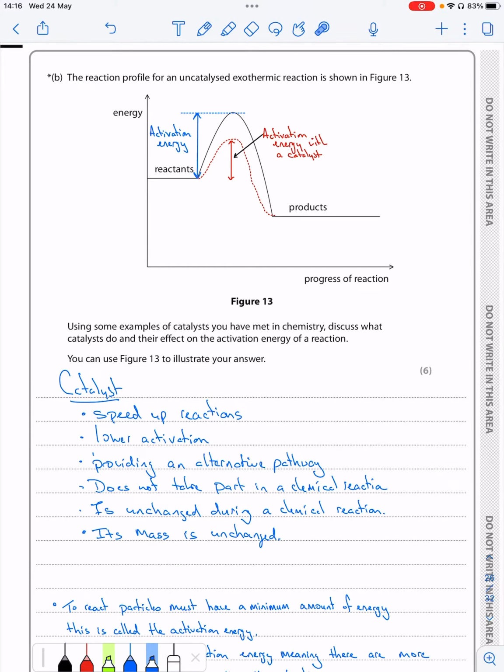Okay, this question is quite a tough one because it doesn't really ask you a great deal, and I think you've got to expand on things a little bit more to make sure we get the marks. It's worth 6 marks. So, talk about a catalyst.